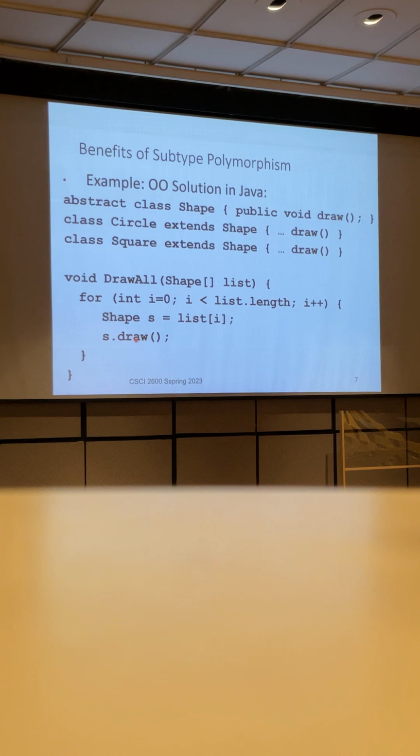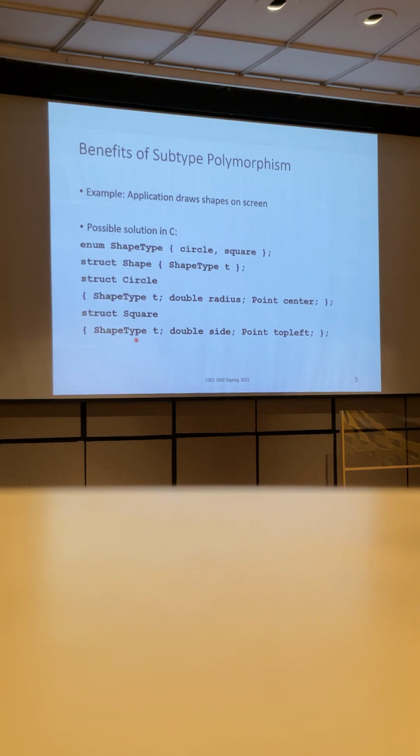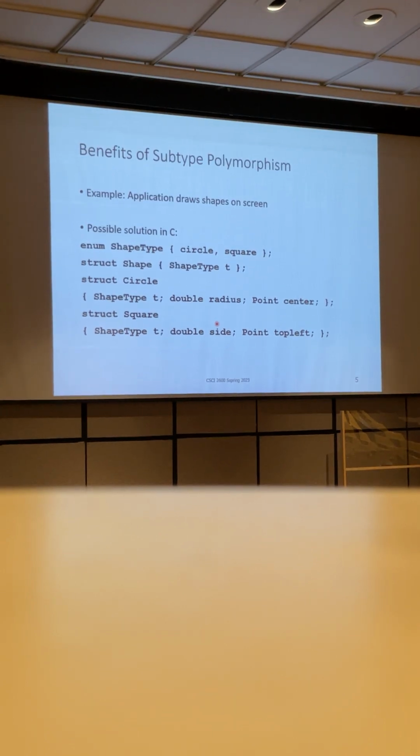Right? So, continuing with this example, what happens if we want to add another shape, triangle, right? So, in our C implementation, we would have to add a comma circle here, a comma triangle here. We would have to define and use a struct for the triangle, which would have the shape type T, and then, let's say, three angles of the triangle, or whatever parameters we decide to use as our representation.